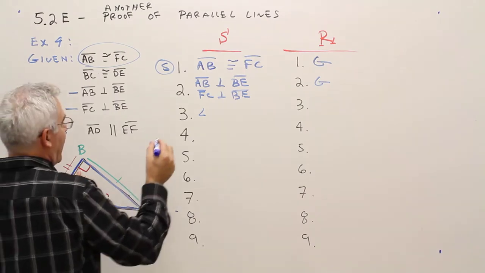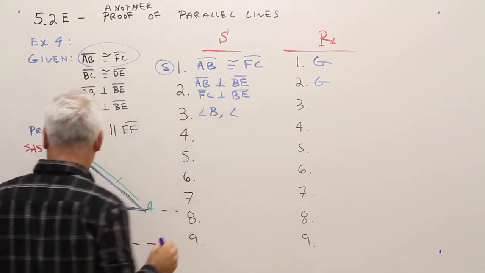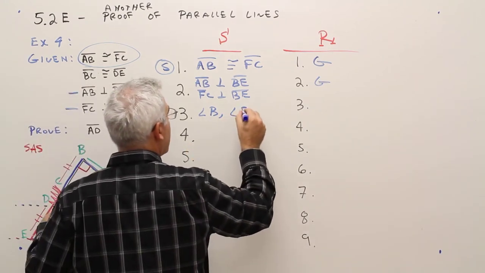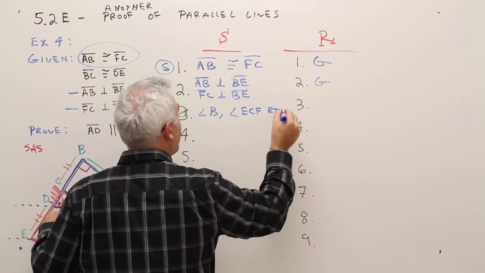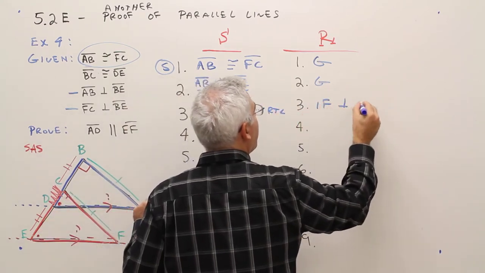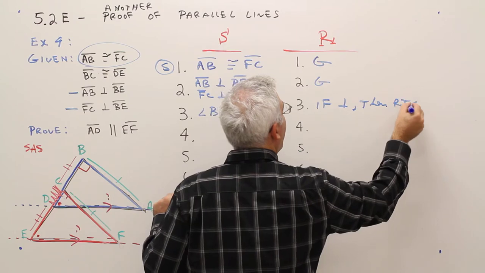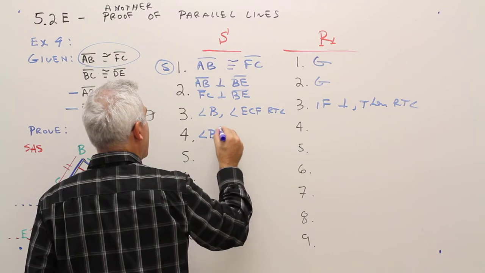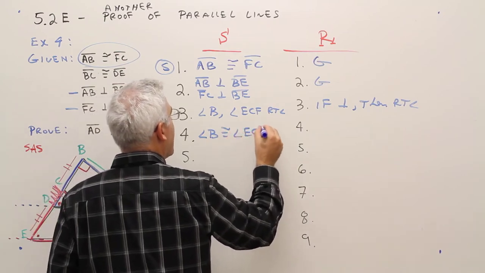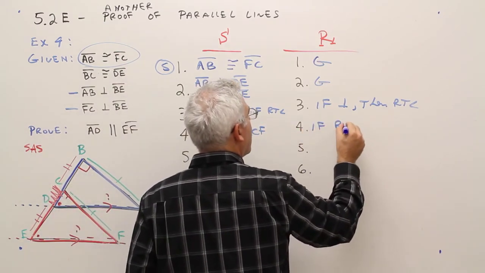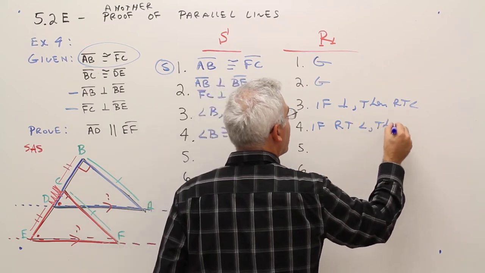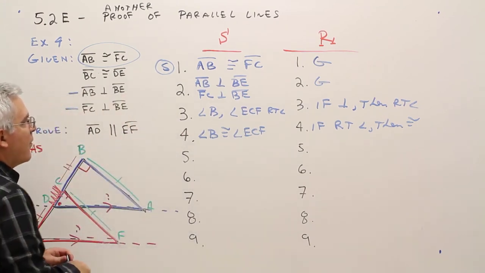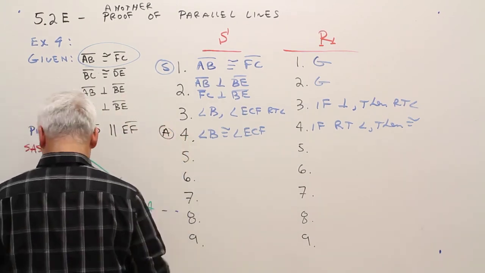Angle, I guess I could call it angle B. And angle, got to use three letters here, ECF, are right angles. If perp, then right angles. Then I'll get them congruent. Angle B is congruent to angle ECF. If right angles, then congruent. Okay, so then I've got the angle.